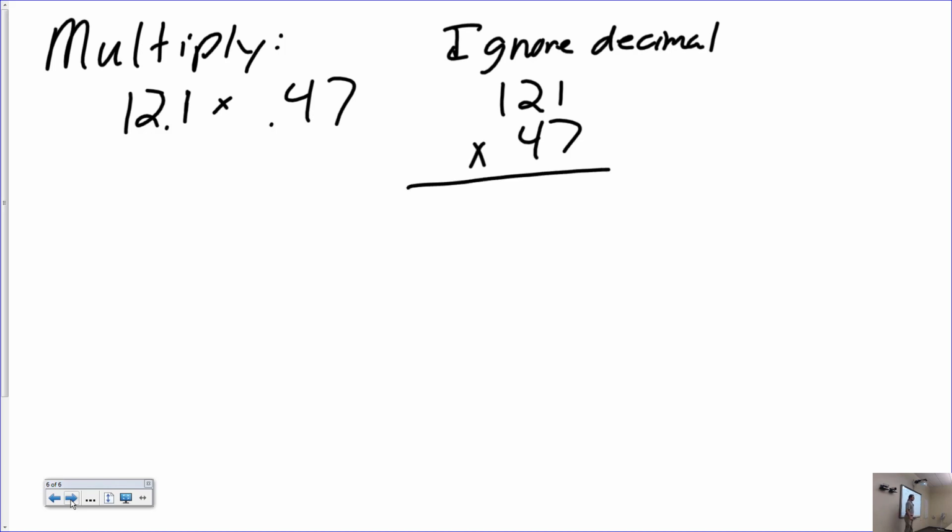How do we do long multiplication old school? 7 times 1 is 7, 7 times 2 is 14, carry your 1, 7 times 1 is 7, plus 1 is 8. Remember that when you're multiplying by the 4, it's really 40. And that's why you always put a 0 down there, because 40 times this number is 4,840. Add your numbers.